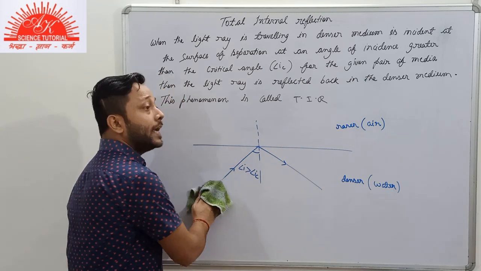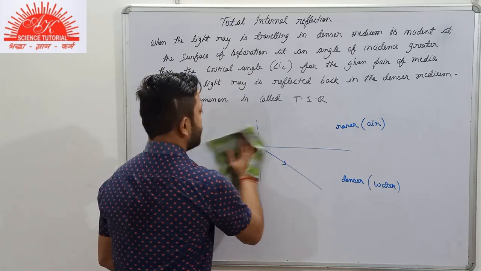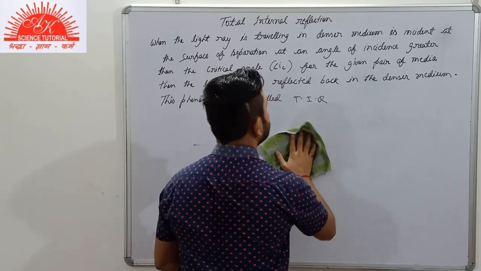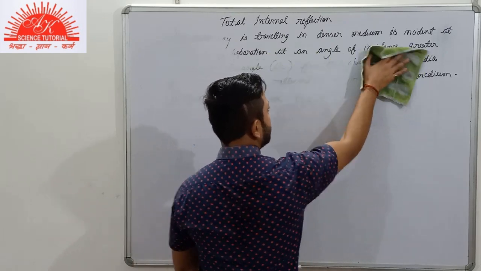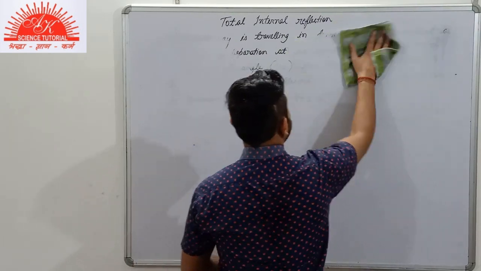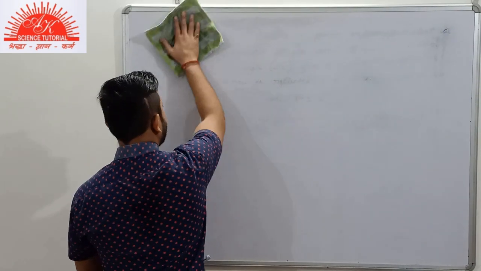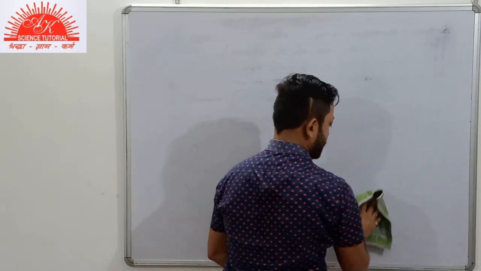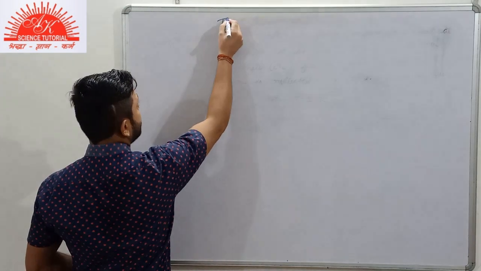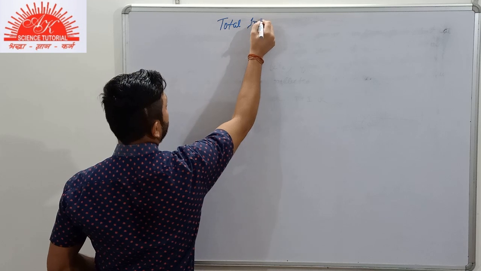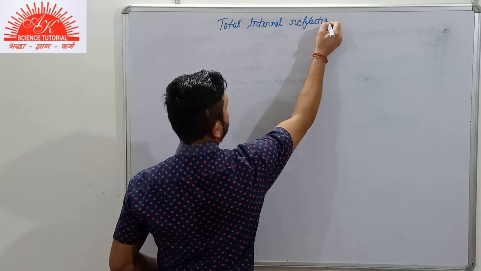Now we will discuss what is the case when total internal reflection takes place in a prism. Basically, we will discuss three types of prism. One of them is the right angled isosceles prism. Our topic here is total internal reflection in a prism.